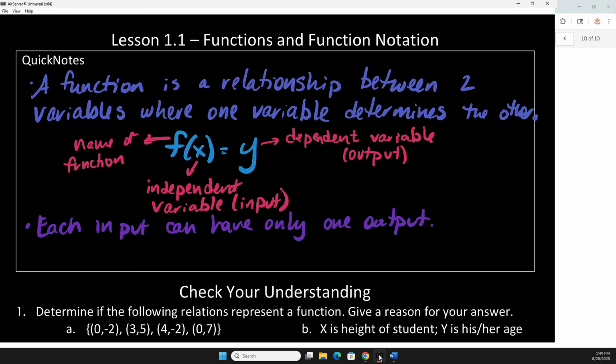Alright, and then another thing we're going to do today is evaluate functions. So to evaluate a function, plug the value in for x.